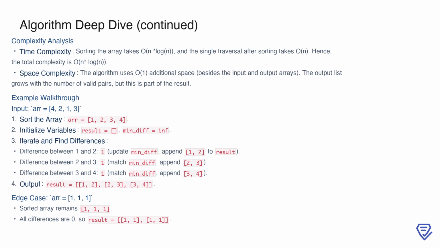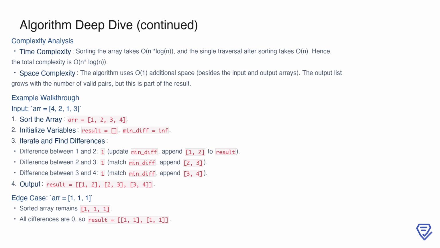Given the input array 4, 2, 1, 3, we start by sorting it to get 1, 2, 3, 4. We initialize result as an empty list and min_diff as infinity. As we iterate, the difference between 1 and 2 is 1, so we update min_diff and add [1, 2] to result. The difference between 2 and 3 is also 1, which matches min_diff, so we append [2, 3]. Similarly, the difference between 3 and 4 matches, so we append [3, 4]. The final result is [1, 2], [2, 3], [3, 4].